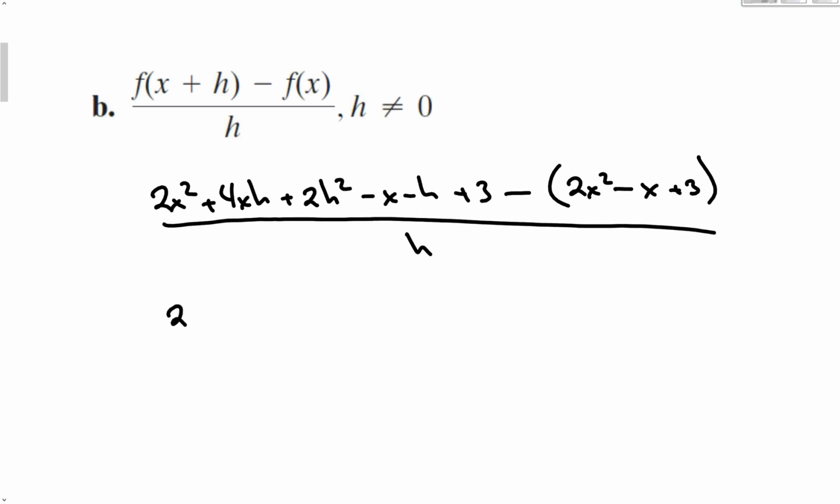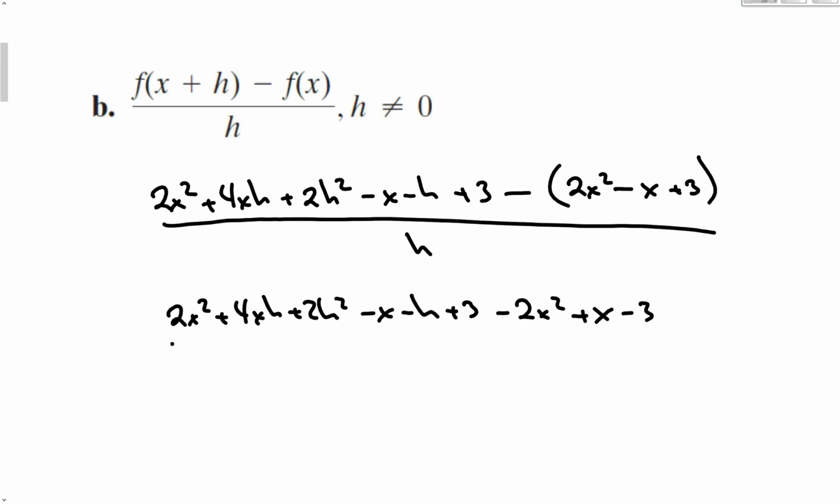So let's do this. 2x squared plus 4xh plus 2h squared minus x minus h plus 3 minus 2x squared plus x minus 3, all over h. Put any like terms together: 2x squared minus 2x squared, those two cancel. Minus x plus x, those two cancel. Plus 3 minus 3, those two cancel.